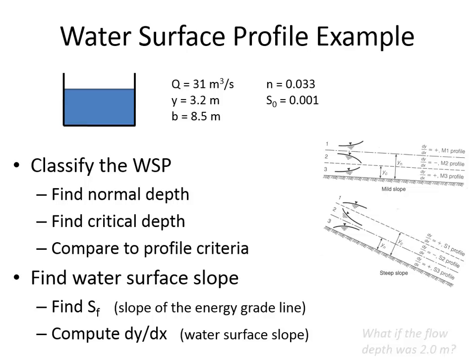If we wanted to find the slope of the water surface relative to the horizon, of course, we'd also need to take into account S naught. No, that's the same. dy dx is the same thing as dy dl. Yes, in this instance, when it's dy dl, L is the x direction, horizontally. Yeah, so it's the same thing.